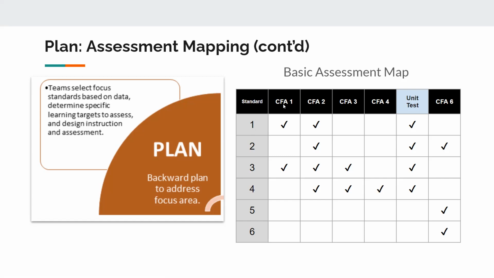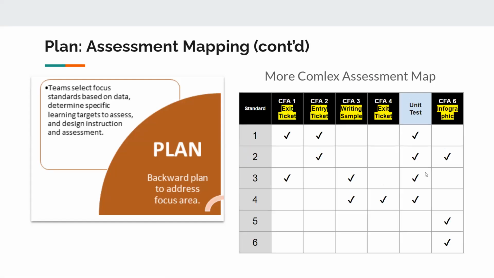And then the first CFA, we're going to test standard 1 and 3. The second CFA, we're going to do standards 1 through 4. CFA 3 is standards 3 and 4. CFA 4 is standard 4. And then here's this unit test. So let's call this week 5. And then CFA 6, you're going to see it doesn't just lose the standards from earlier. It's still assessing earlier standards, but now we're adding some new standards to it. This is basic assessment mapping.